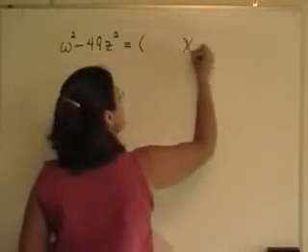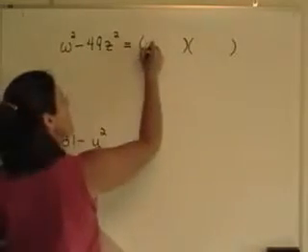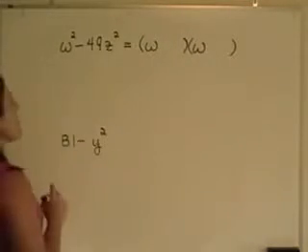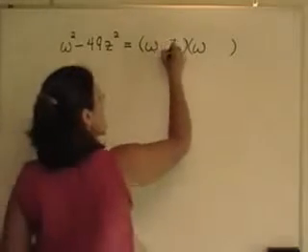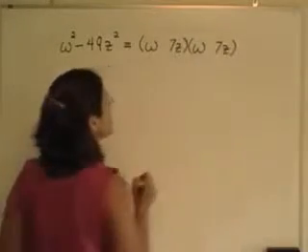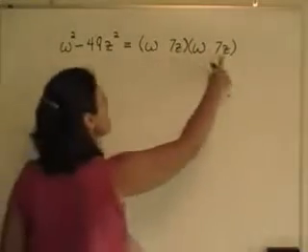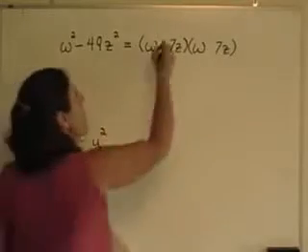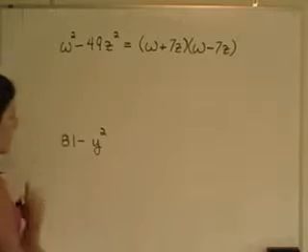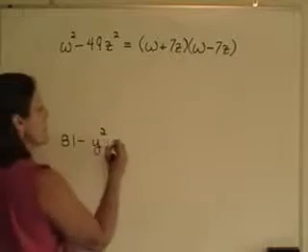So in the front of each of these sets of parentheses, I need a w because I want their product to be w squared. The square root of 49 is 7. Not only will I need just a 7, I will need a 7z in the back of each of these terms because 7z times 7z is 49z squared, a plus in one and a minus in the other. I'm done.